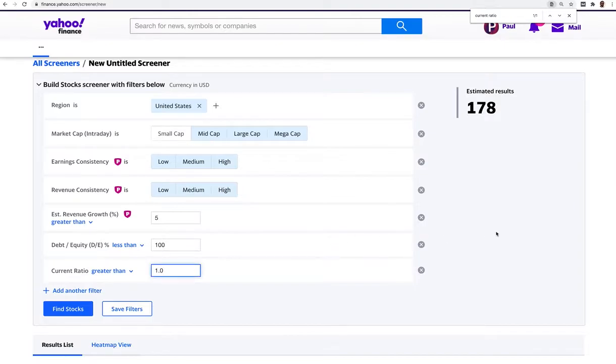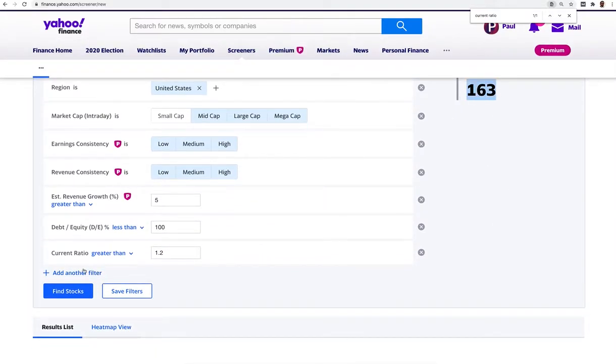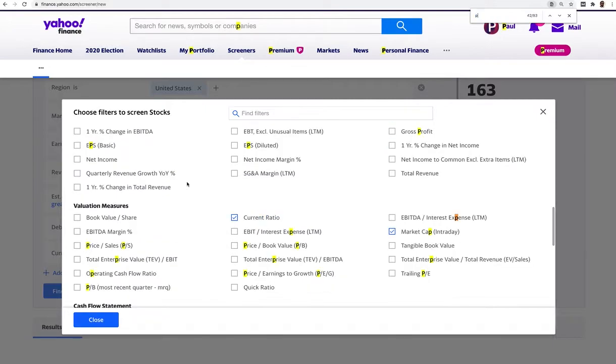1.0. Okay. Let's actually make it 1.2. So brought it down a little bit more to 163. The next one we're going to use is the price to earnings ratio.